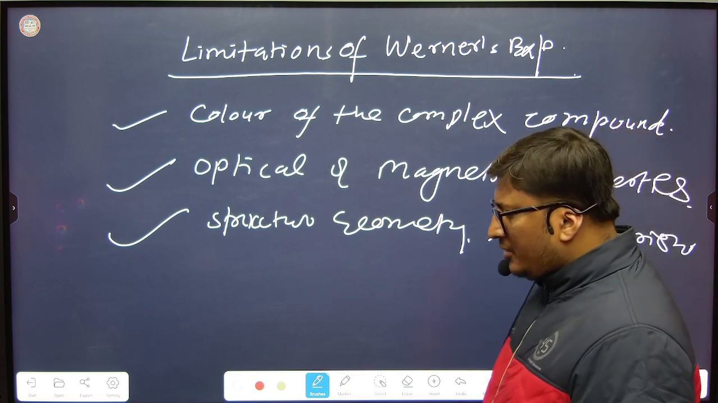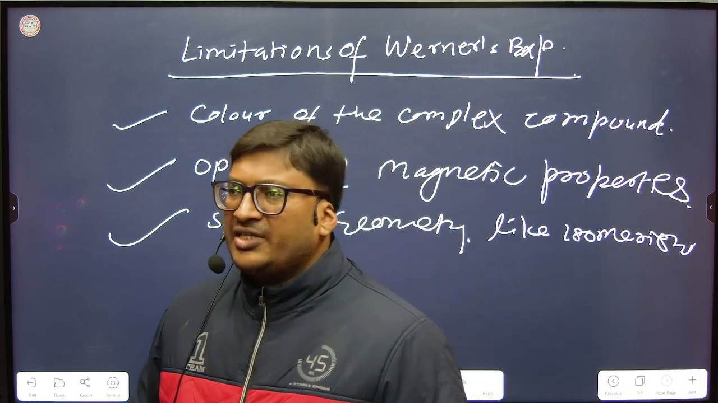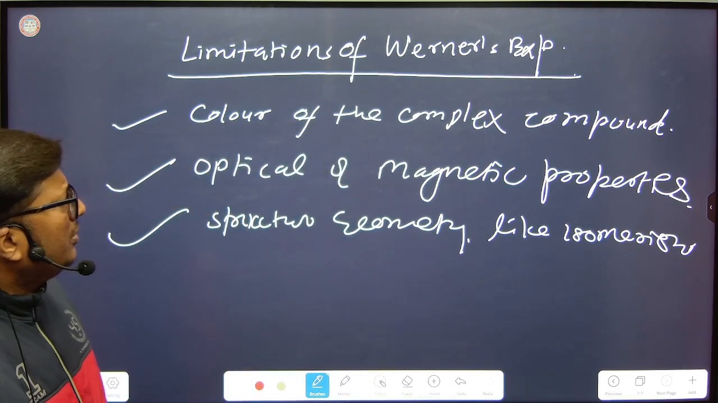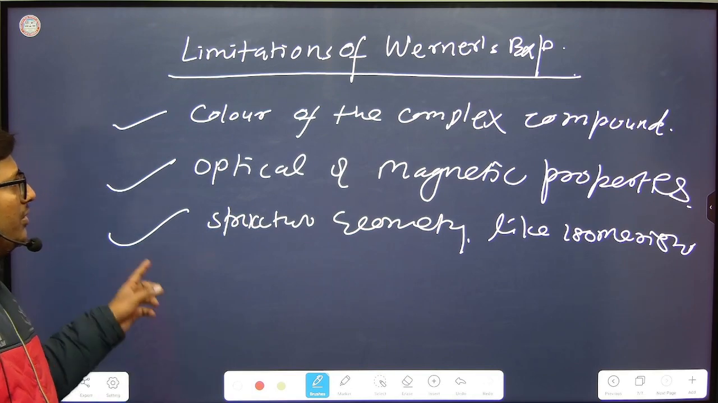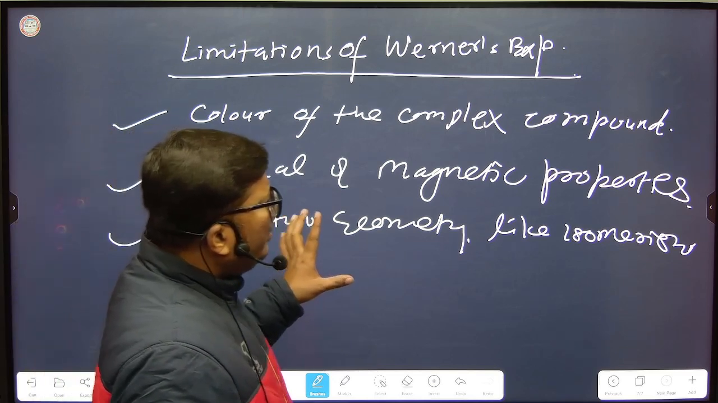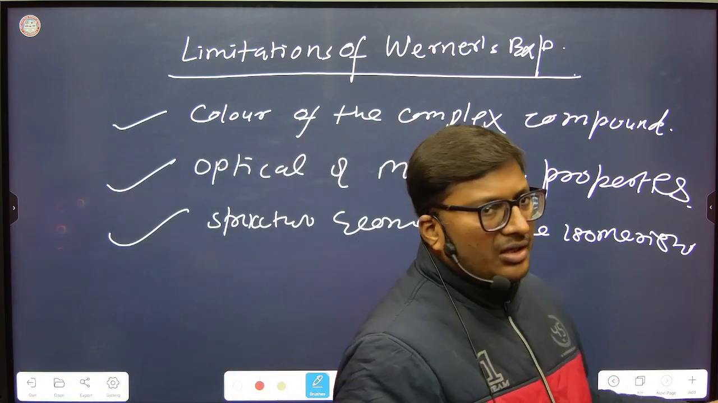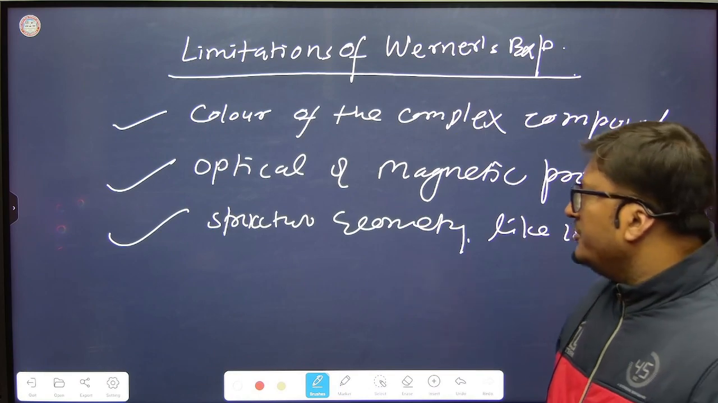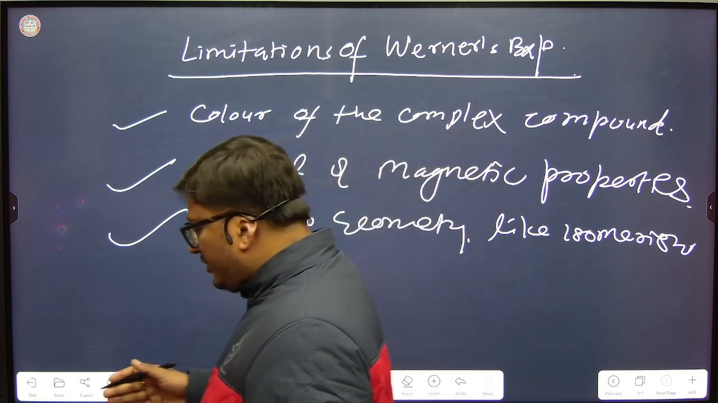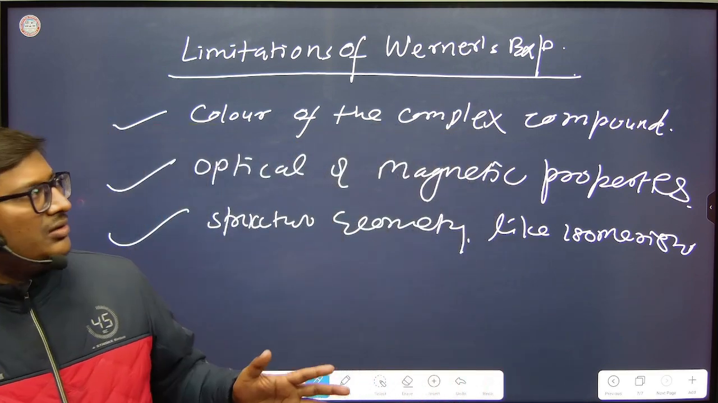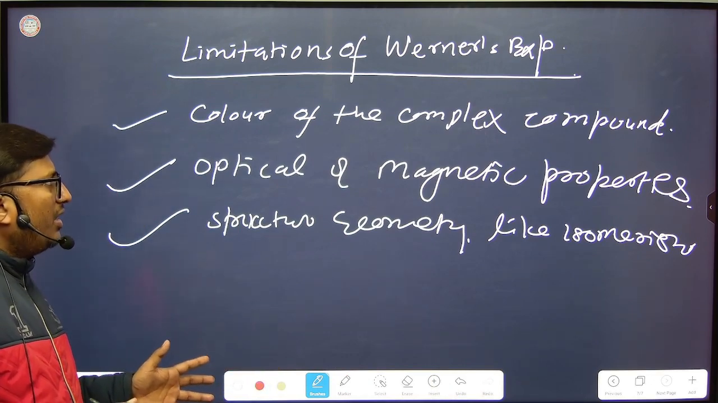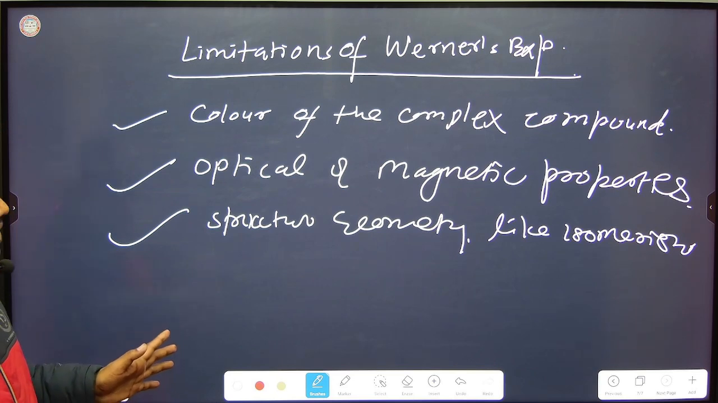So further the question arose, and scientists tried to explain these points and expanded the chemistry of complex chemistry. Okay, so this is the way by which the origin of coordination chemistry came into existence. So okay, thank you.